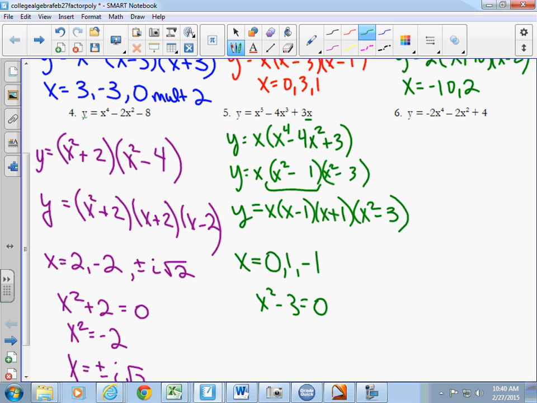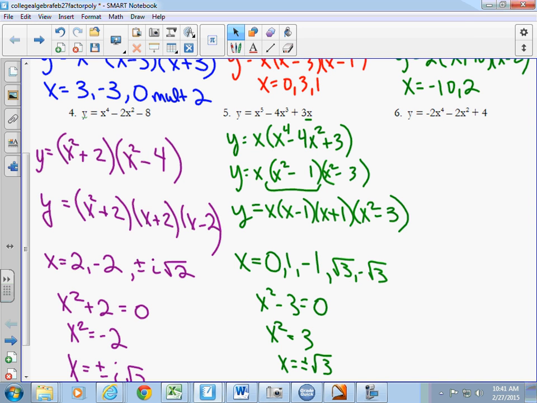X squared minus 3 equals 0. A little bit extra when it doesn't finish factoring, when it doesn't factor all the way down.